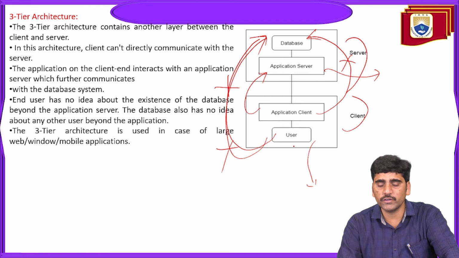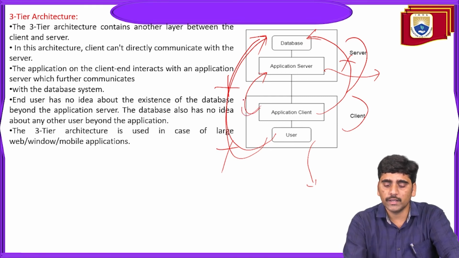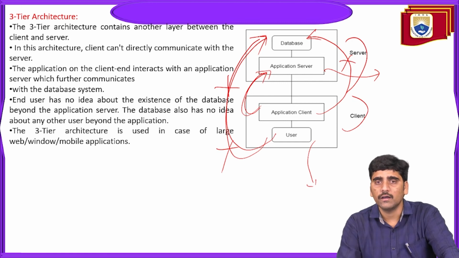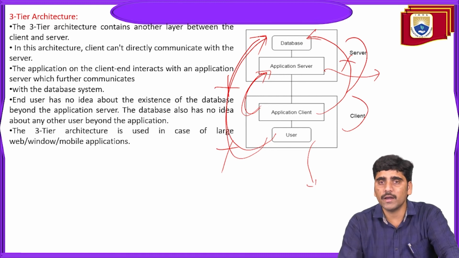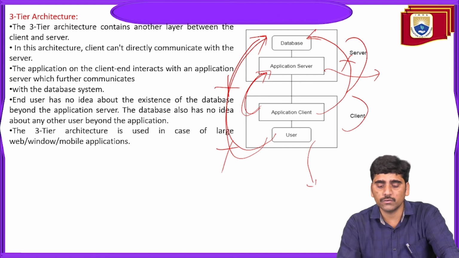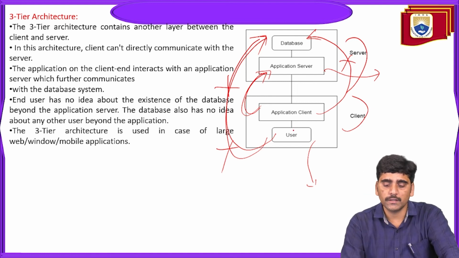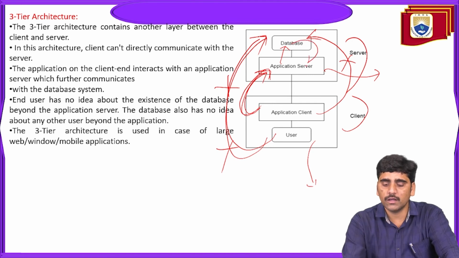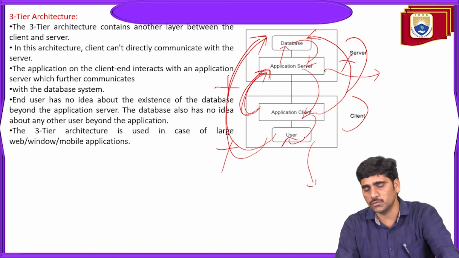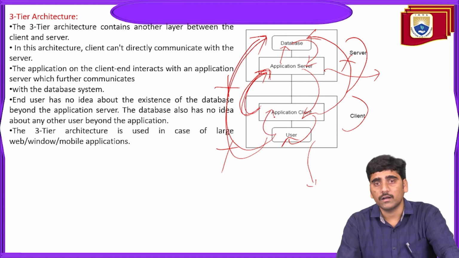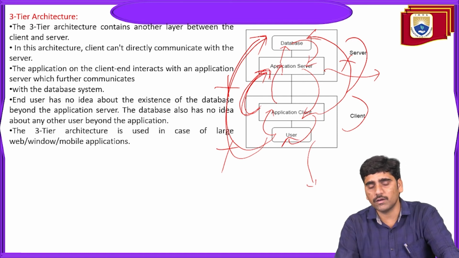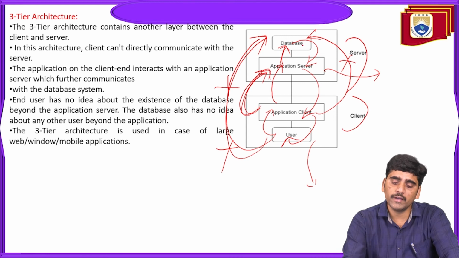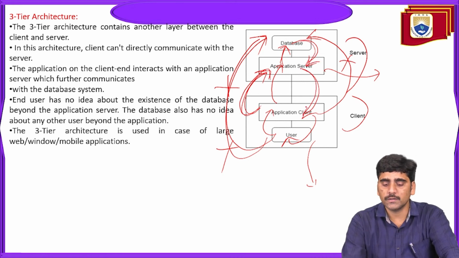So from the user side, we write some query. The application client will take the query and give it to the application server. It says, I am giving this query, if you have any relevant information from your database, please let me know. So the application client interacts with the application server, and the application server interacts with the database. The database responds to the application server, and the application server gives the response to the application client, and the application client gives the response to the user. Like the way the user gives the request to the client, the client gives the request to the server, the server gives the request to the database, and in the same way the database gives the response to the server, the application server responds to the application client, and the application client gives the response to the user.